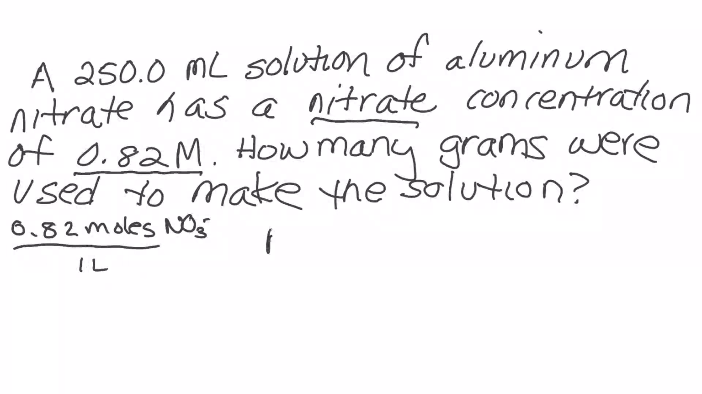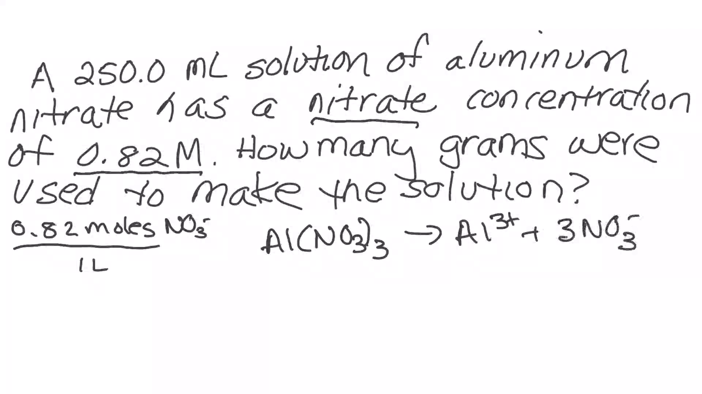I'm also going to have to remember that aluminum nitrate doesn't really exist as a unit together, because it dissociates or separates into the aluminum ion and 3 nitrate ions. So I'm going to use this information to solve the problem. I'm looking for grams, and this time I'm looking for grams of aluminum nitrate, because I can't go buy a bottle of nitrate. It's with something.